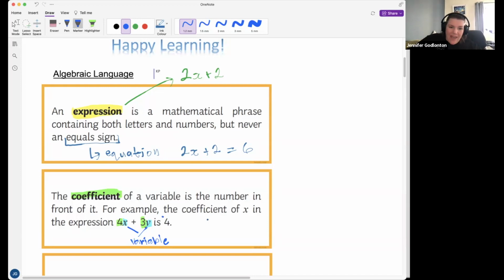if I had, let's say, 3x plus 7, what would my coefficient be in that expression? In 3x plus 7, what would my coefficient be? And remember, take a chance. Don't worry about getting it wrong. If you get it wrong, I will never be upset with you. Just take a leap of faith.